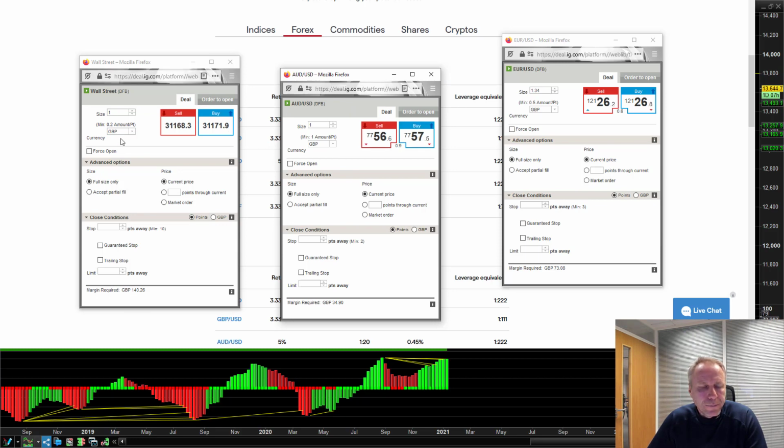Okay, so for the Dow, I have to have £140.26 in my account to open this trade. In the Aussie dollar, £34.90. In the euro dollar, to open a trade at £1.34, I need to have £73.08. And this all adds up.